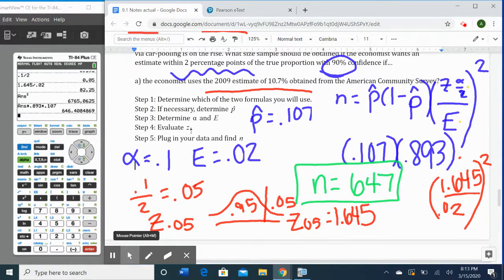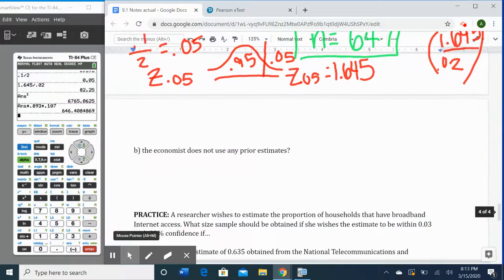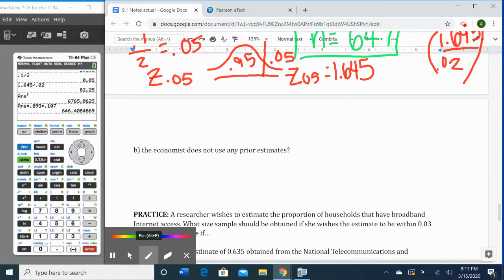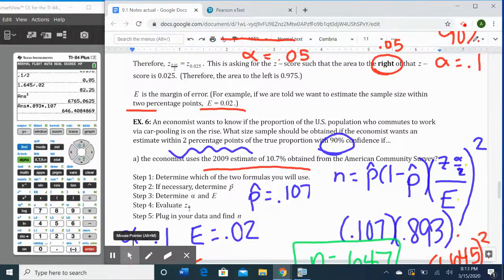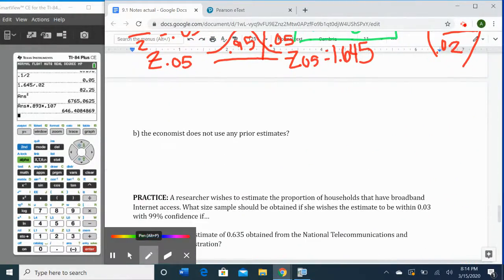That's if there's a prior estimate of 10.7%. Part B says if the economist does not use any prior estimates. And so that would mean that I would use my second formula, the second formula with the 0.25. So I'll write that down here.